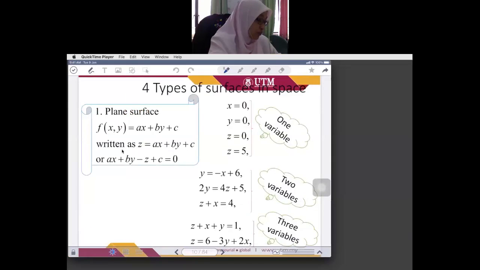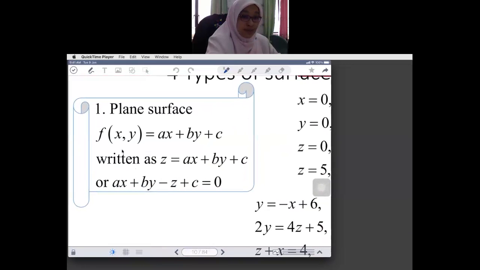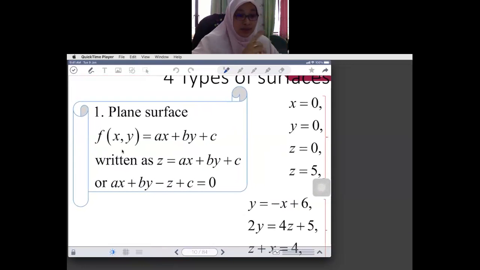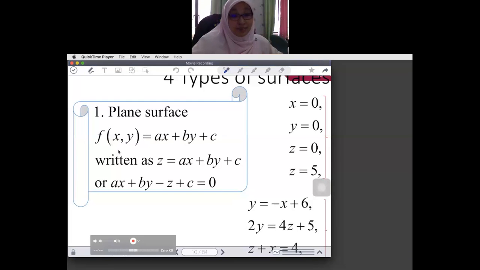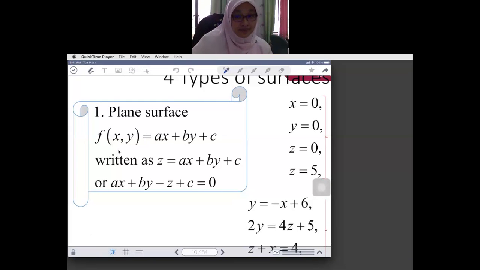Okay, now we start with sketching the plane surface. Remember, we have two kinds of surfaces, plane and curvy. Now we start with a very simple one, the plane surface. So this is in general.